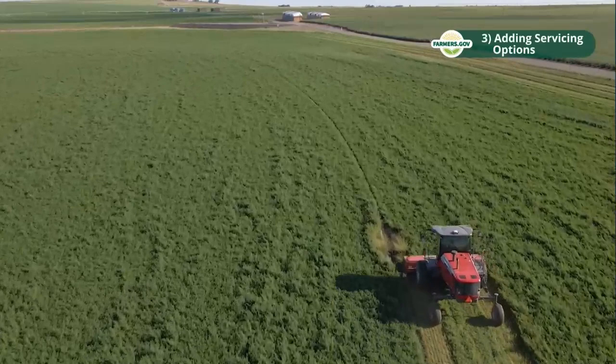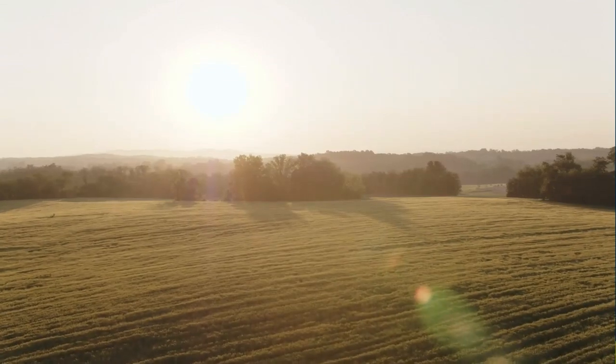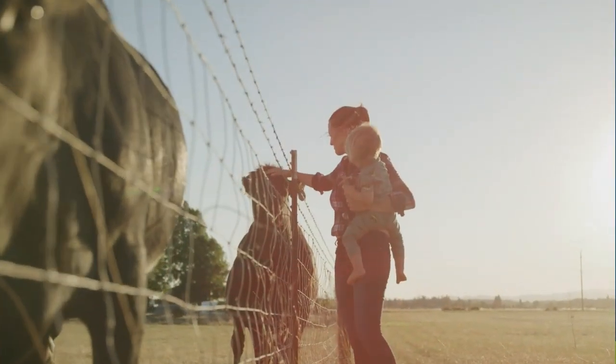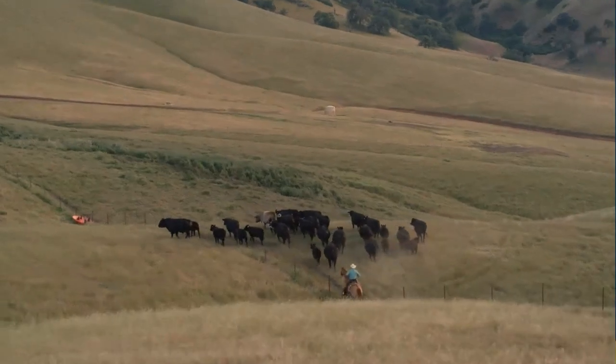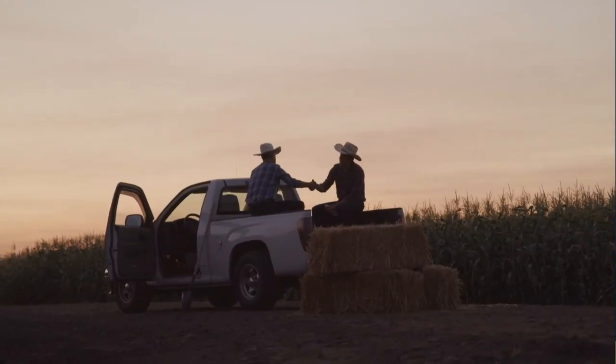Those are 3 of the biggest changes, but we've made other updates too, including broader loan eligibility, expanded emergency loan access, and additional flexibilities on direct loan security requirements. These changes are designed to empower agricultural producers to improve their financial security today, so they're better prepared for the future. And financially stronger farmers and ranchers translates to stronger communities, resulting in a more vibrant and sustainable agricultural economy.